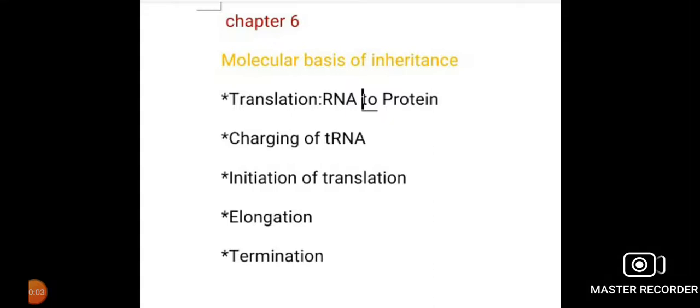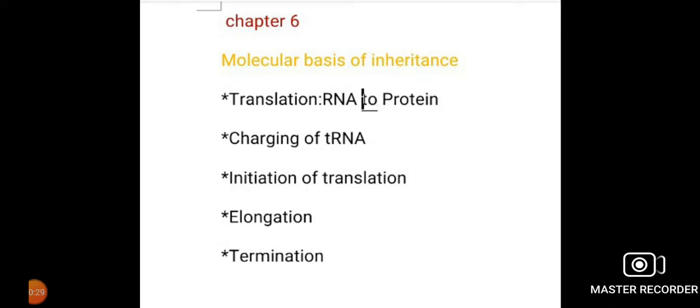So children, in the last classes we have studied about various topics like replication, then transcription and genetic code. So today we are going to learn about translation. So what is translation? That is the formation of proteins from RNA. Okay, the message from DNA is copied to RNA.